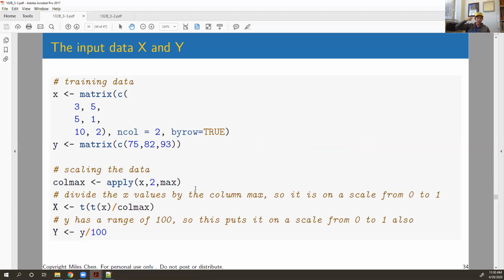I think we said 3 hours of sleep and 5 hours of study resulted in a test score of 75. 5 hours of sleep and 1 hour of study resulted in a test score of 82. 10 hours of sleep and 2 hours of study resulted in a test score of 93. And what I'm going to do is scale all of these values.